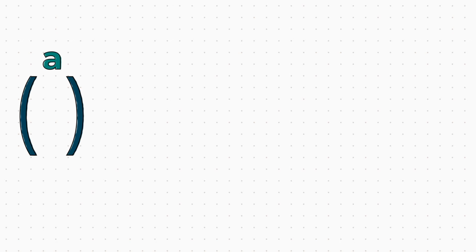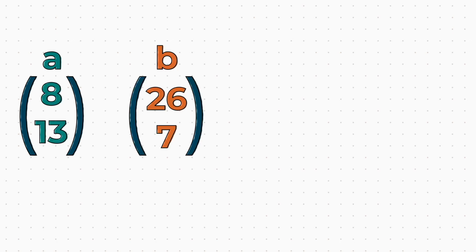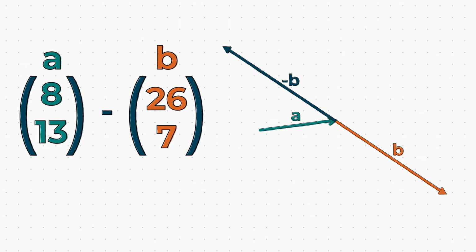We show this because when dealing with vectors, we prefer that you think of subtraction as the addition of negative vectors. Here's why. Going back to our first example where vector A was equal to 8 and 13 and vector B was equal to 26 and 7, if we were to minus B from A instead, this is how we would show it as a vector arrow. The vector B, when negative, goes in the opposite direction like so.